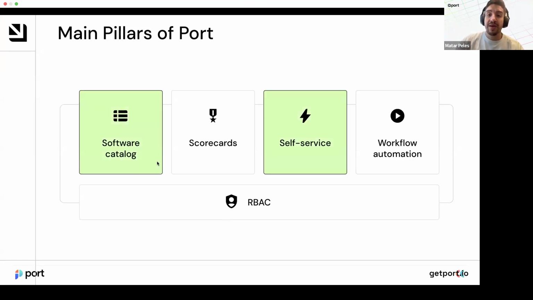Today we are going to focus mainly on the software catalog part, and we might touch a bit on the self-service part just for you to understand how it works. So when I say we're going to work on the software catalog part, it means that we're going to really ingest data live into the portal and auto discover some resources from our engineering environment. So we're going to connect to GitHub, we're going to connect to PagerDuty and Jira, okay?